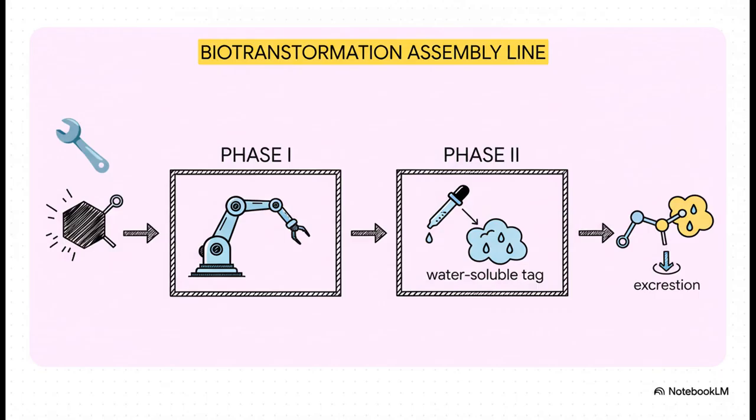Biotransformation is this beautiful 2-step process. Think of it like a detox factory line. Phase I, which we call functionalization, uses enzymes like CYP450 to stick a little chemical handle onto the THC molecule. Then phase II, or conjugation, comes along, grabs that handle, and attaches a big, bulky, water-soluble tag. That tag is basically a big sign that says, trash, remove immediately.